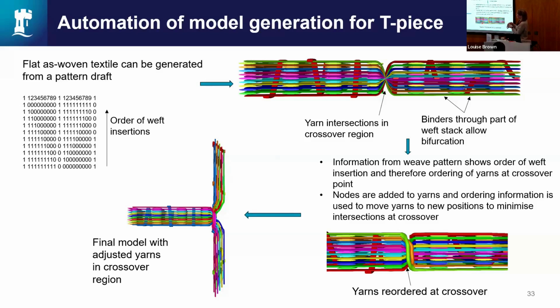We extended it to 3D weaves, but if you just apply it straight, you end up with something like this, and you can see in the middle they all intersect each other. They just go straight through each other, which clearly isn't realistic. The other thing to note is the binder yarns on the left-hand side go all the way through. On the right-hand side, they only go through half, which means you can then split it into 2 layers. And that's where you get the bifurcation.